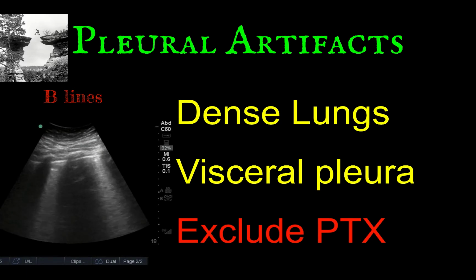Remember, when you see B lines, be very careful about volume resuscitation of these patients. These patients are typically volume overloaded with a very tenuous respiratory physiology, and you need to be very careful about overloading them with more volume. They don't, however, have a pneumothorax, so please don't decompress these patients.